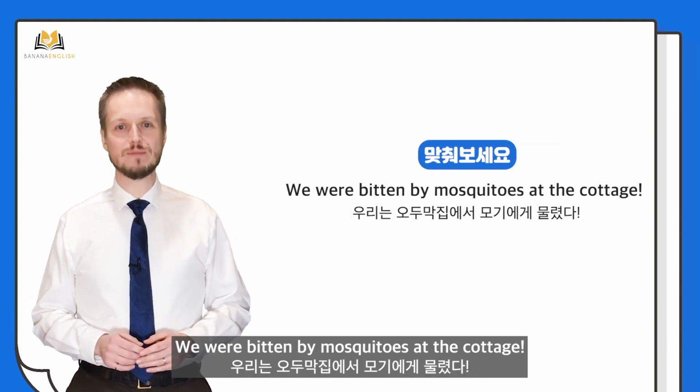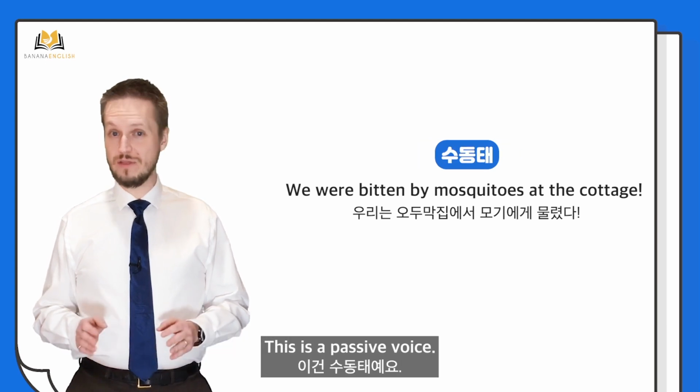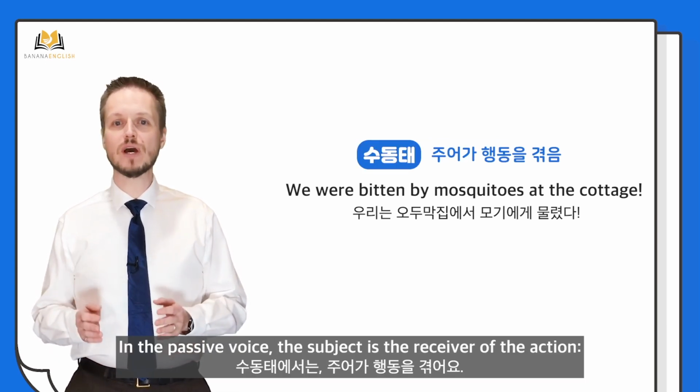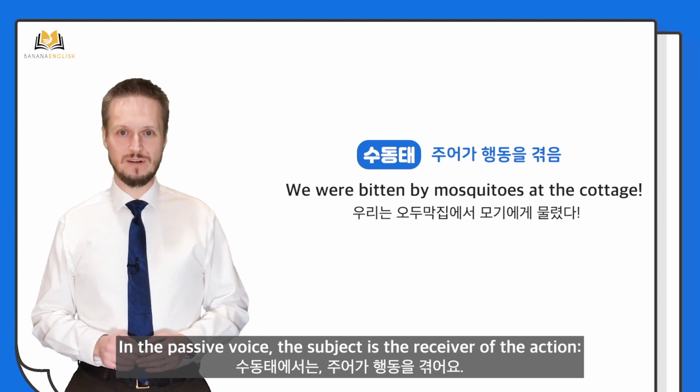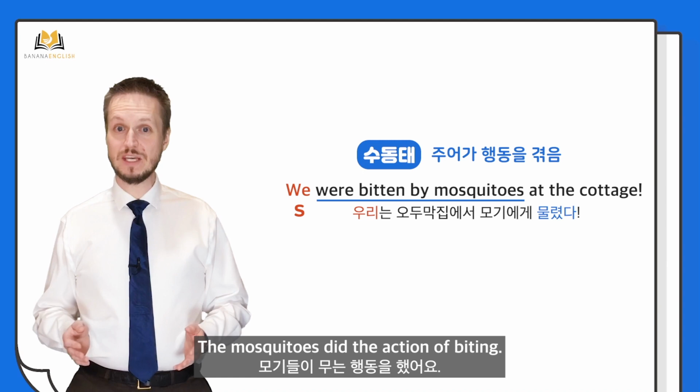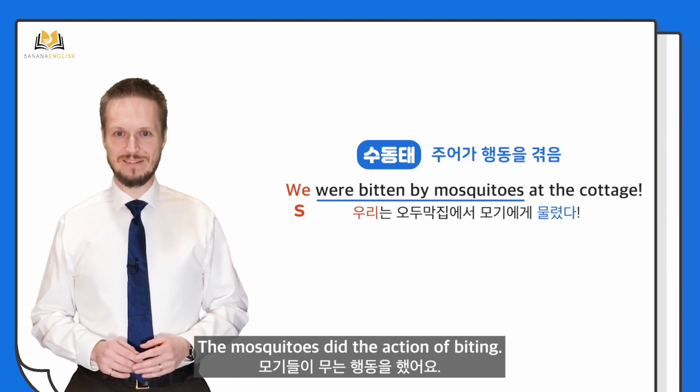We were bitten by mosquitoes at the cottage. This is a passive voice. In the passive voice, the subject is the receiver of the action. The subject, we, received the bites. The mosquitoes did the action of biting.